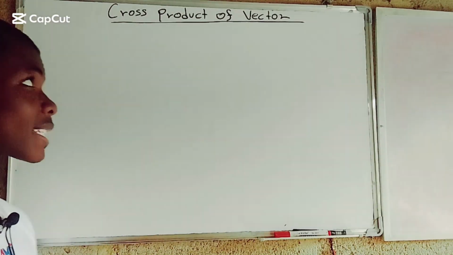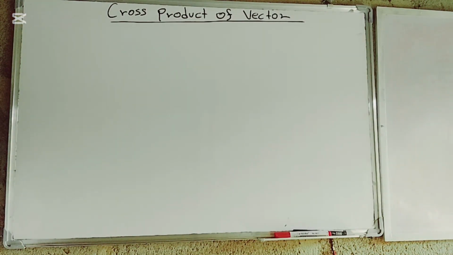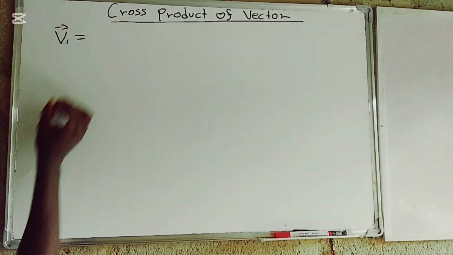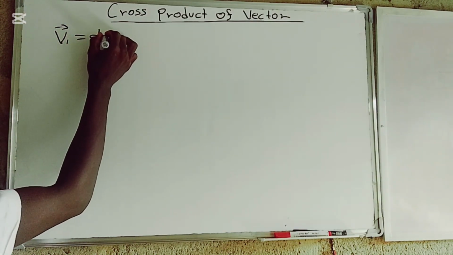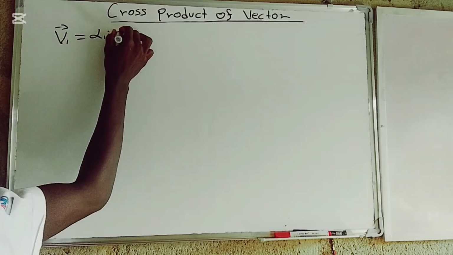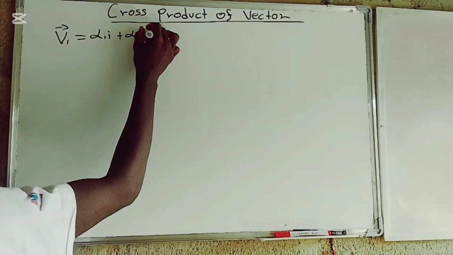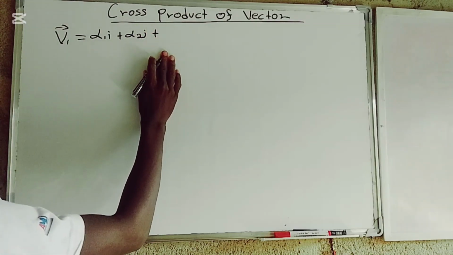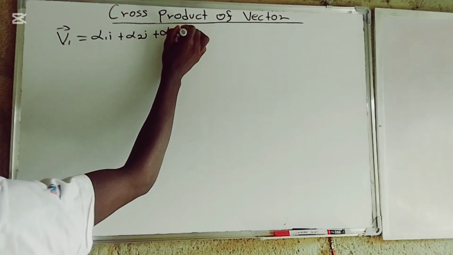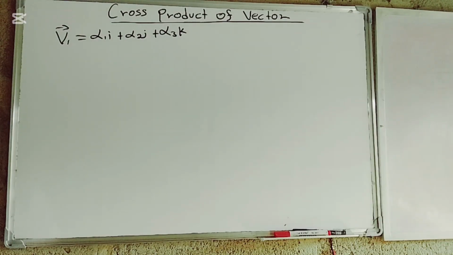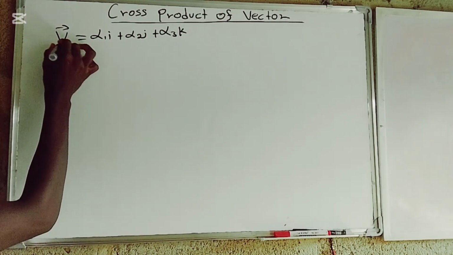Cross product of a vectors. So how can we find the cross product? Suppose I am given a vector v1, let's say alpha 1 i plus alpha 2 j, and therefore plus alpha 3 k. And therefore, let's say I'm given vector v2.